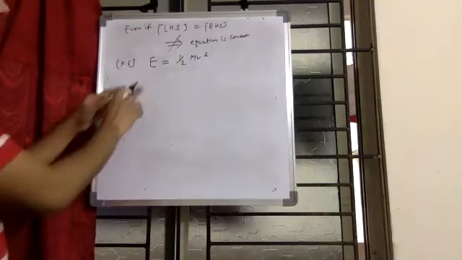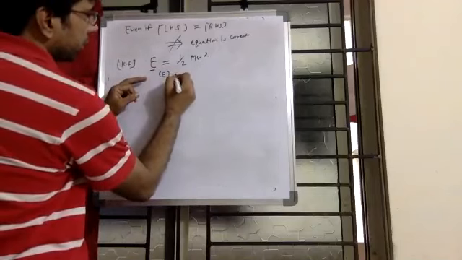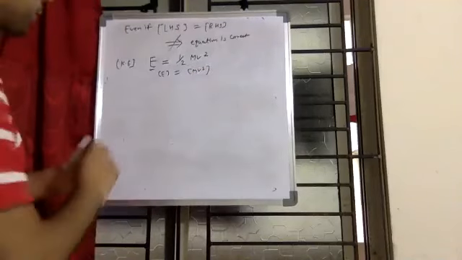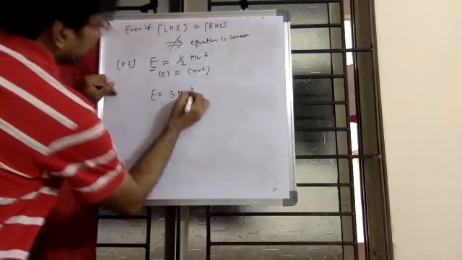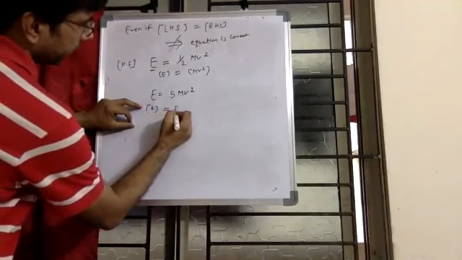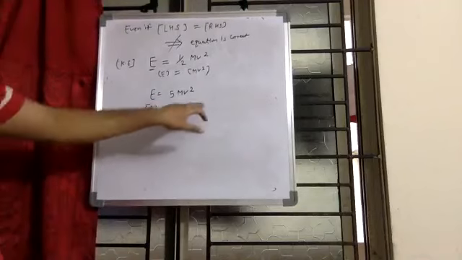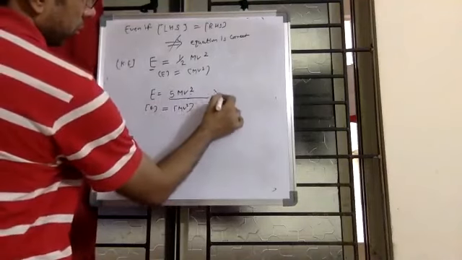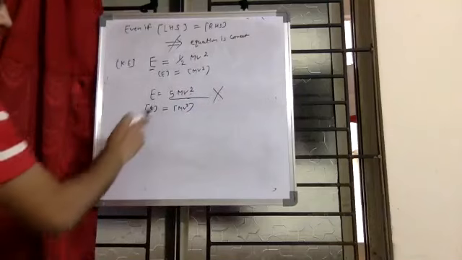Here if we solve, the dimension of E will be same as the dimension of mv square. But just think like this, I am writing E equal to 5 mv square. In that case also, the dimension of E is same as the dimension of mv square. Here also, in the second equation, the dimension is same. But this equation is wrong, because it should be half. It should not be 5.